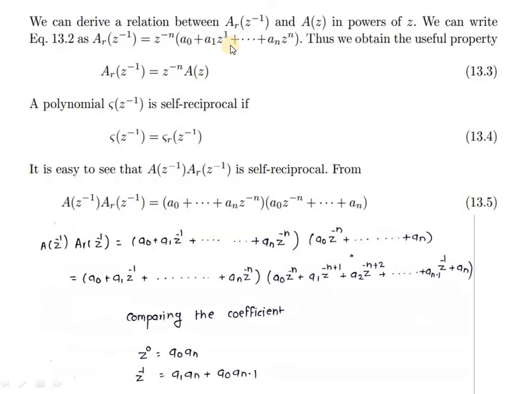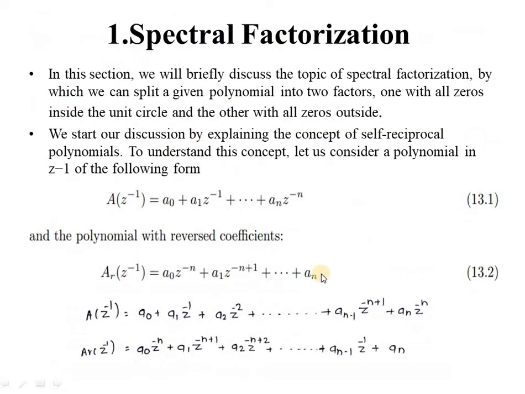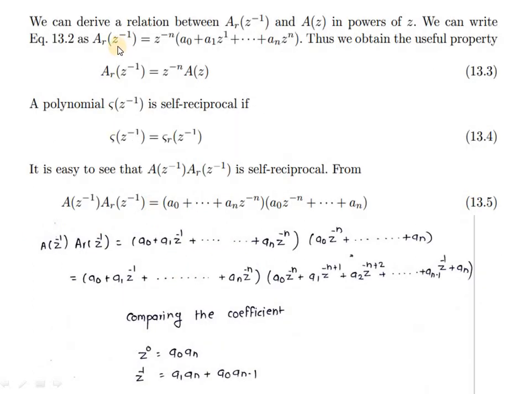Now we can derive the relationship between a_r of z raised to minus 1 and a of z in the power of z. We can write equation 13.2, that is the previous equation. From this equation we take z raised to minus n common, and the equation becomes a_r of z raised to minus 1 is equal to z raised to minus n into bracket a0 plus a1 into z raised to 1 plus up to an into z raised to n. And from this equation we can write the conclusion that a_r of z raised to minus 1 is equal to z raised to minus n into a of z.